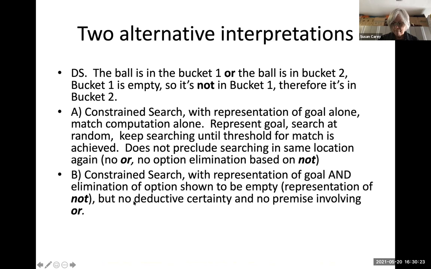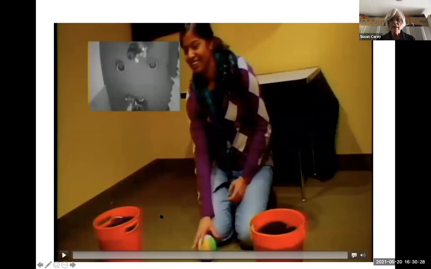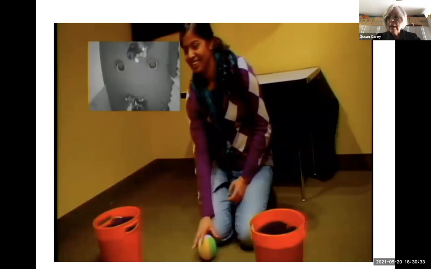That's the structure of the task. So an object is hidden in one of two containers where you don't know which container it went in. And then you show the child that one of the containers is empty. And the question is, do they go directly to the other container?